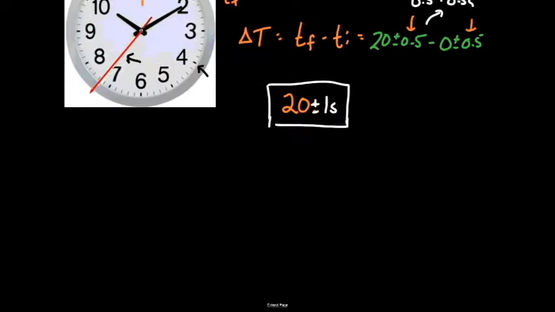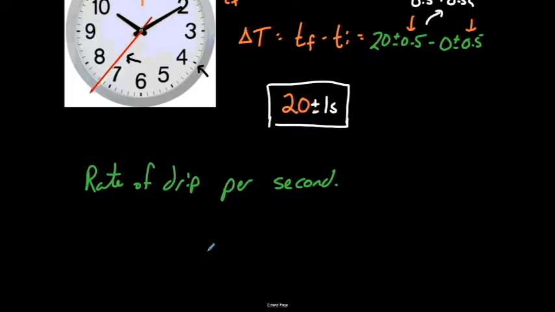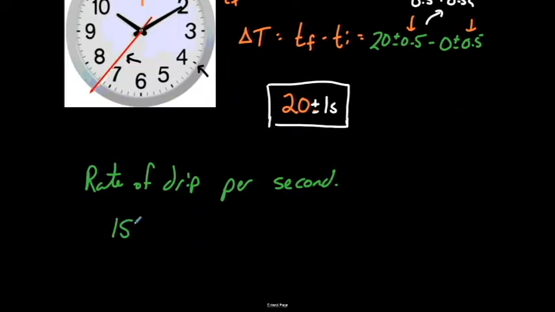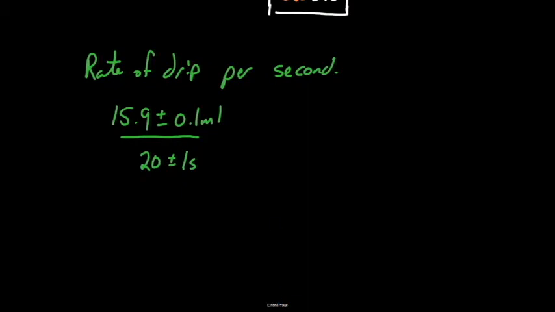Okay, so now what we want to do is we want to sort out what is the rate of drip per second. This is where it gets a little more complicated. All right. So we had 15.9 plus or minus 0.1 milliliter every 20 plus or minus 1 second. All right. So a few things are going to come into play here. The first is significant digits.